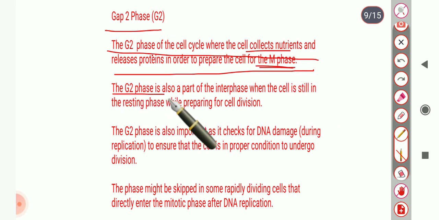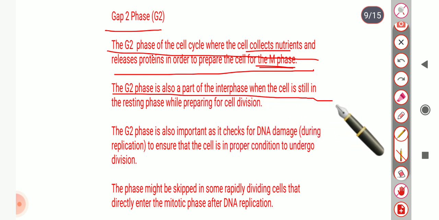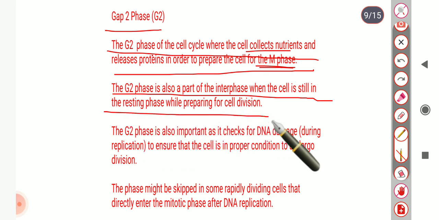The G2 phase is also part of the interphase, when the cell is still in the resting phase while preparing for cell division. Interphase consists of the G1 phase, S phase, G2 phase, and G0 phase, where cells rest in G0 phase.